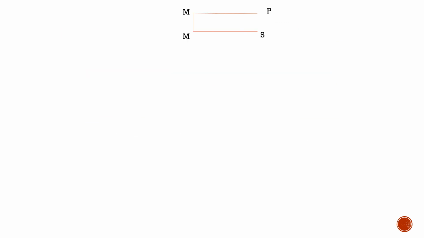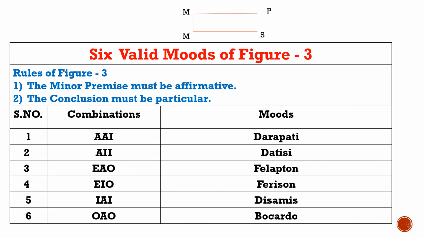Now we get 6 valid moods of figure 3. The rule of figure 3 is that the minor premise must be affirmative. You can see in every combination the minor premise is affirmative. In the first combination, it is A, which is affirmative. In the second combination, it is I, it is affirmative. Third combination, it is A. Fourth combination, it is I. Fifth combination, it is A. Sixth combination, it is A. All affirmative.